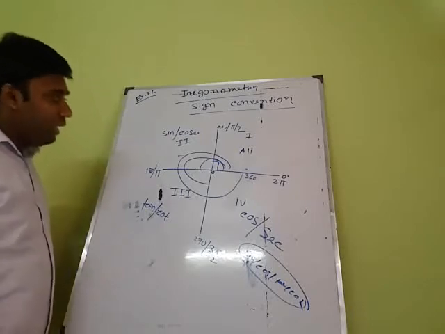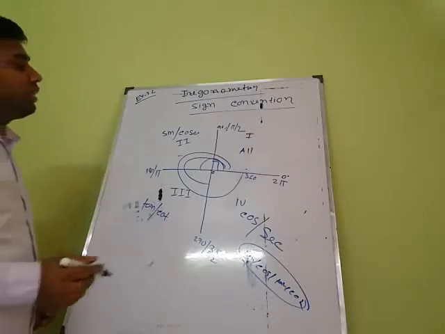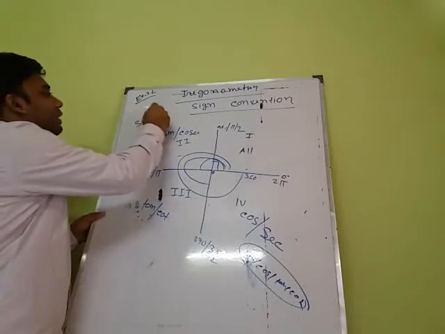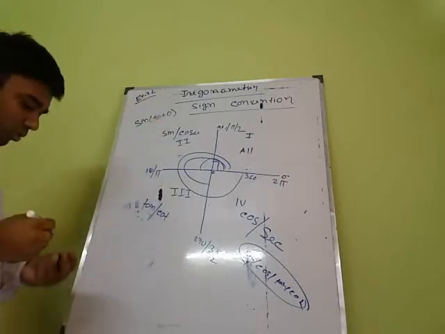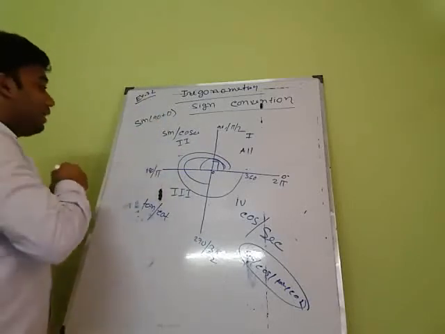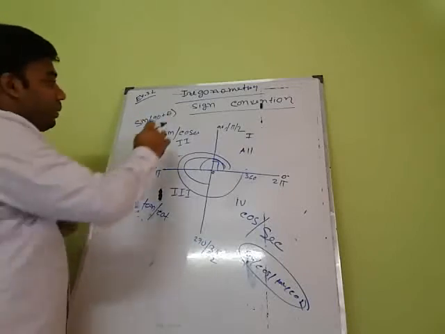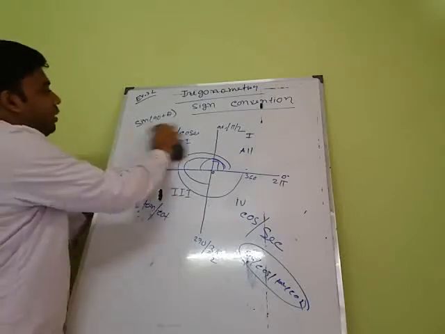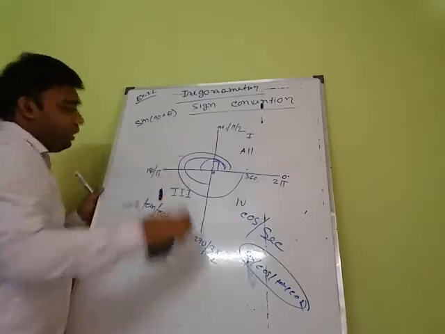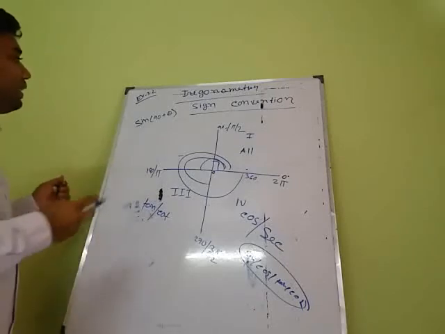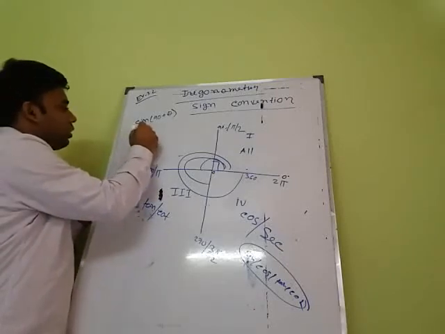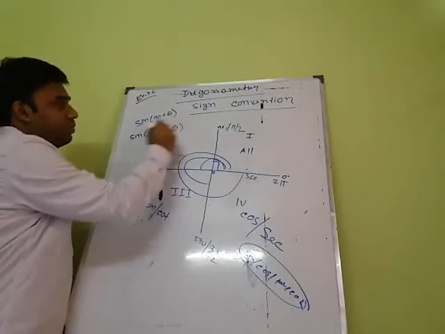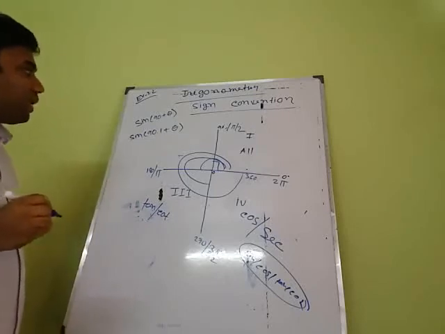Now students, one thing we should learn is, if I am given sine of 90 degree plus theta, what will be the value of sine of 90 degree plus theta? That theta must be an acute angle. Remember it. Now listen carefully to how to calculate it. Sine of 90 degree can be written as 90 into 1 plus theta.